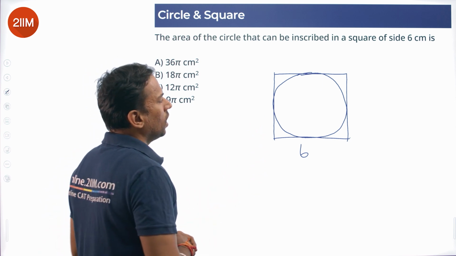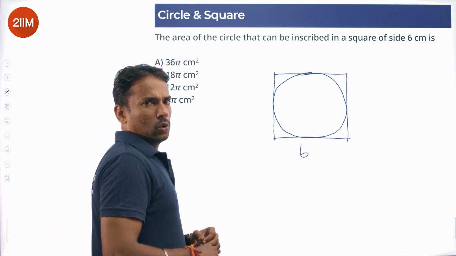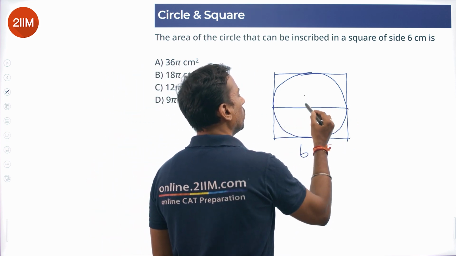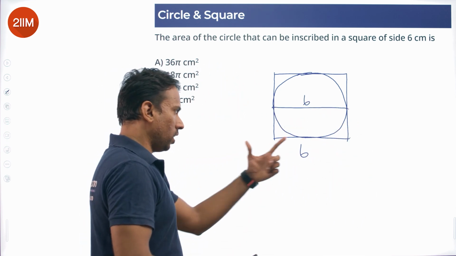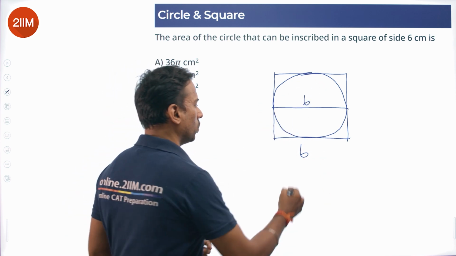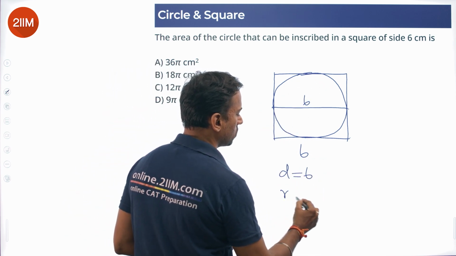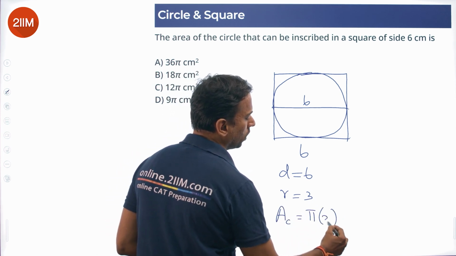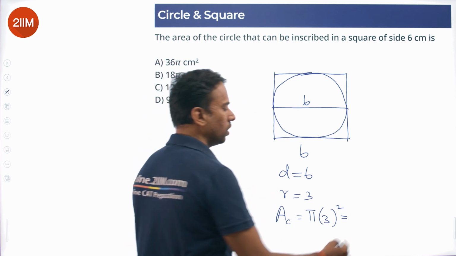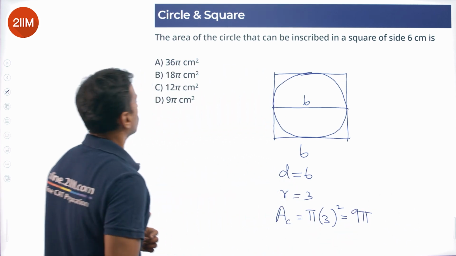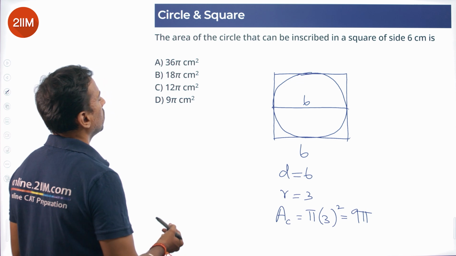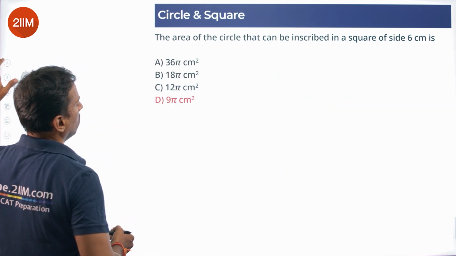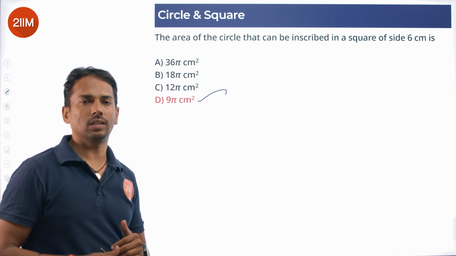It's very easy and it's also obvious to witness that this is going to be the diameter, and the diameter is again going to be 6. The side of the square is same as the diameter of the circle. So diameter is 6, which means radius is 3, which means area of the circle is pi into r square. That means pi into 3 square, which is 9 pi. So 9 pi centimeter square, option D should be the right answer. Yes, we are perfectly right. Option D is the right answer.